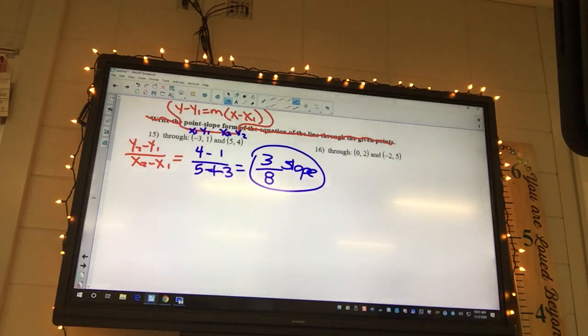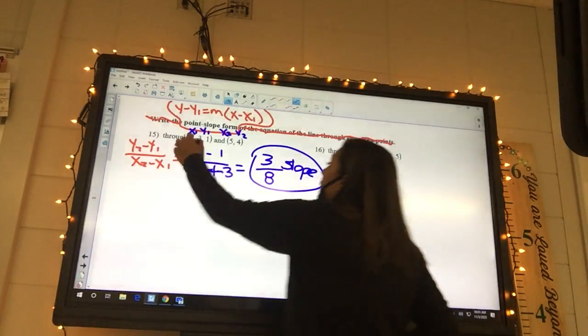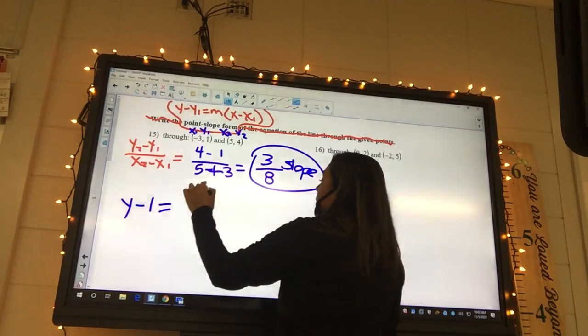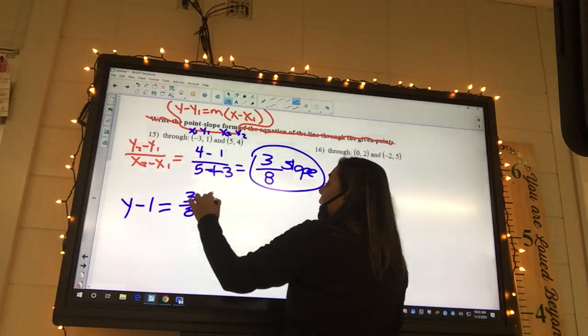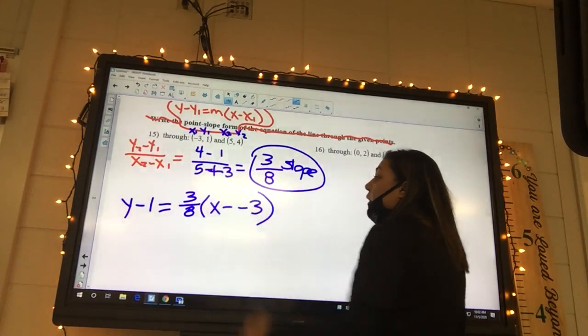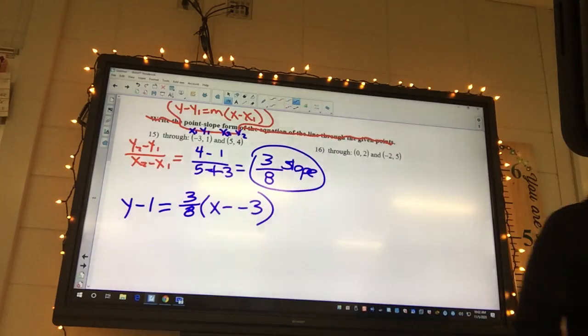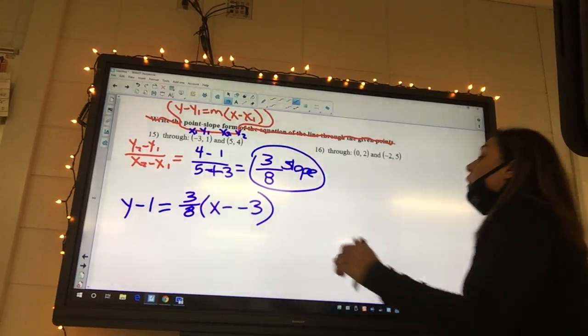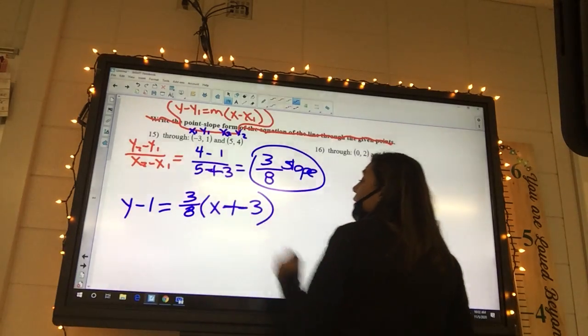Okay, so now I have some points and a slope. What formula can I use? Listen to what I said. Okay, so point slope. Okay, so now I got y minus, my y1 is 1, equals, my slope is 3 over 8, x minus my x1 is negative 3. Okay, do we need to change anything? Yep. Okay, that x and the 3, this should be a plus.